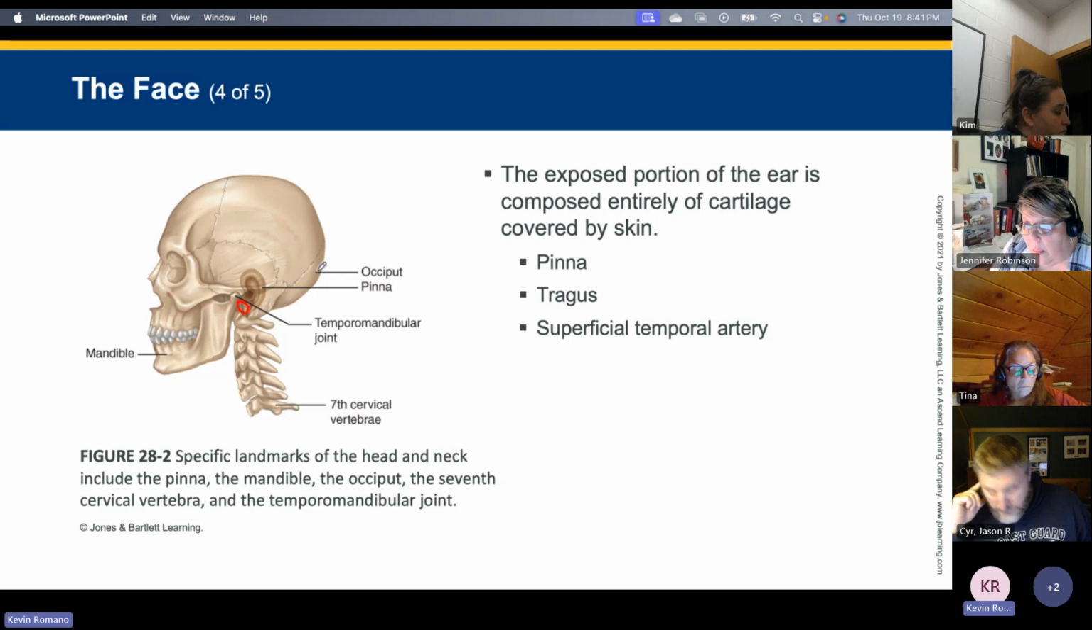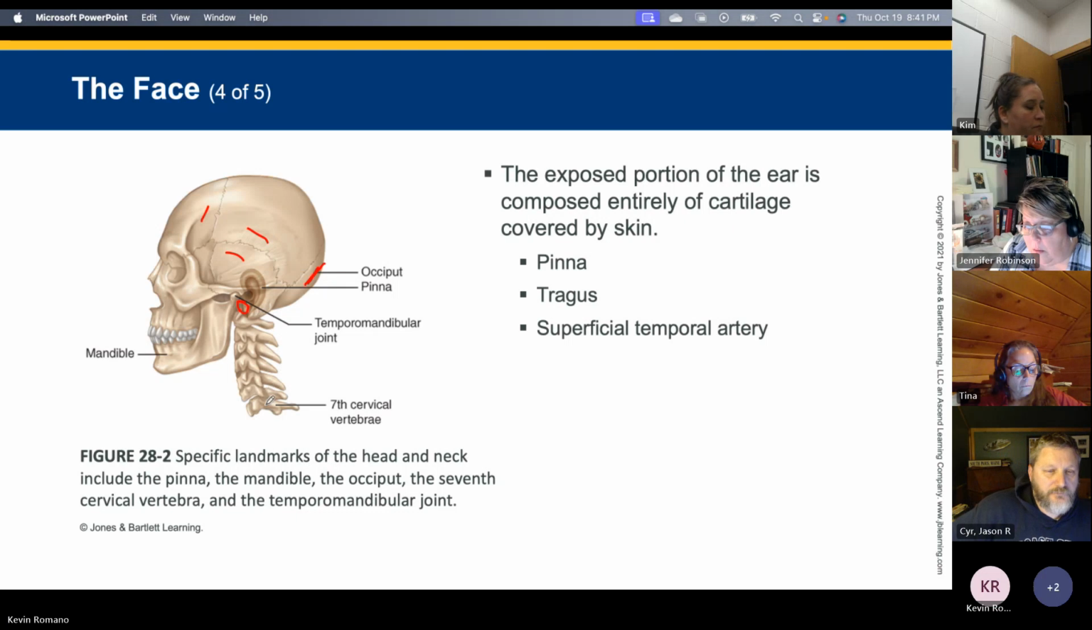This is the occipital bone here. Frontal, temporal, parietal. And the 7th cervical vertebra is down here. So 1, 2, 3, 4, 5, 6, 7.